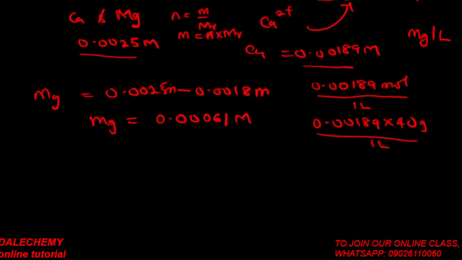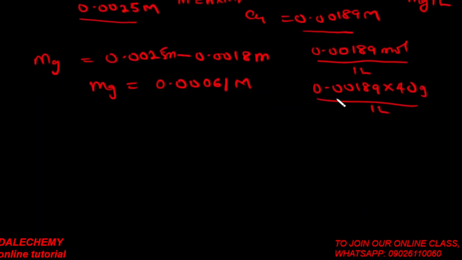Then to convert to milligram, that's going to be times 1000. So you times it by 1000. So that's going to be 0.00189 times 40 gram, then times 1000. That's going to turn to milligram per 1 liter.